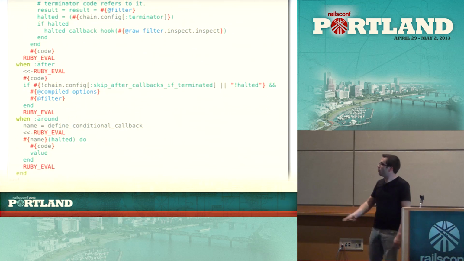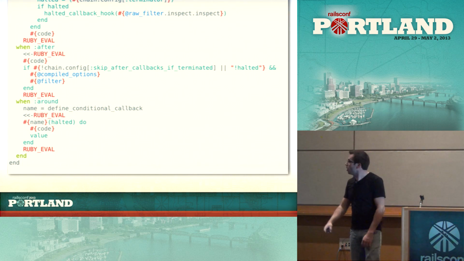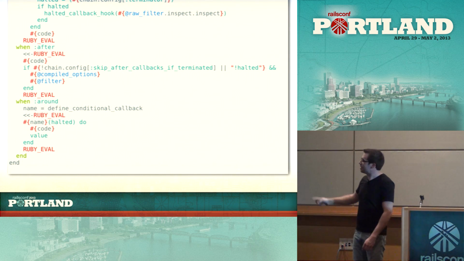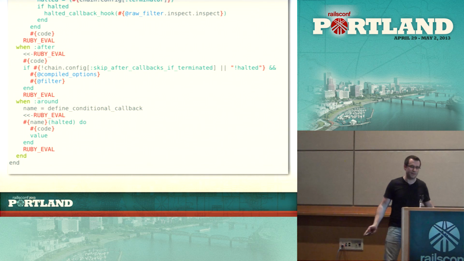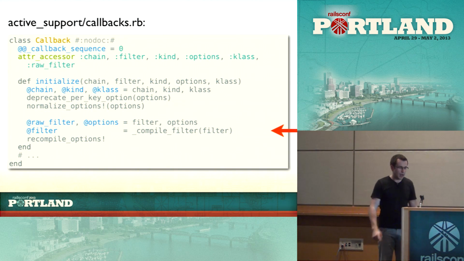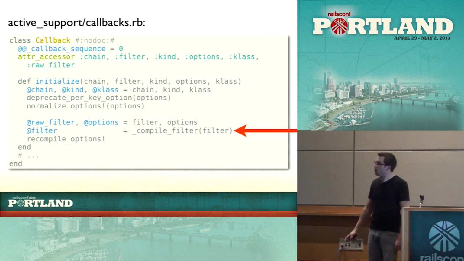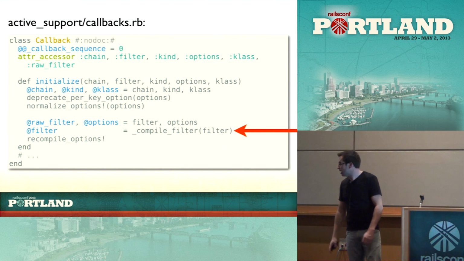And you can look here, the after callback's pretty similar. The around is a fun one. It actually defines an extra method, which then goes in and yields to the code that you already have, if in fact you haven't halted. So let's take a look now at the callback class.